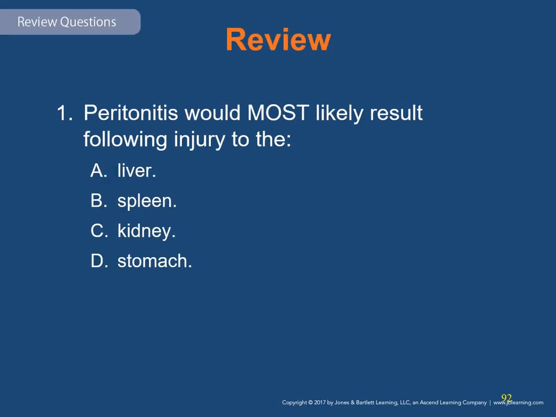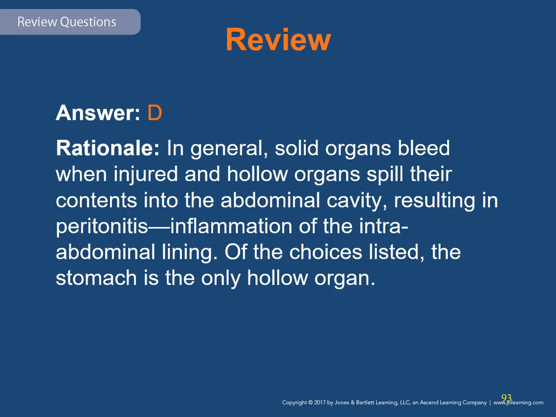Okay, class, let's go over some review questions. Review question 1. Peritonitis would most likely result following injury to the A. Liver, B. Spleen, C. Kidney, D. Stomach. The correct answer is D. In general, solid organs bleed when injured, and hollow organs spill their contents into the abdominal cavity, resulting in peritonitis, inflammation of the abdominal lining. Of the choices listed, the stomach is the only hollow organ.